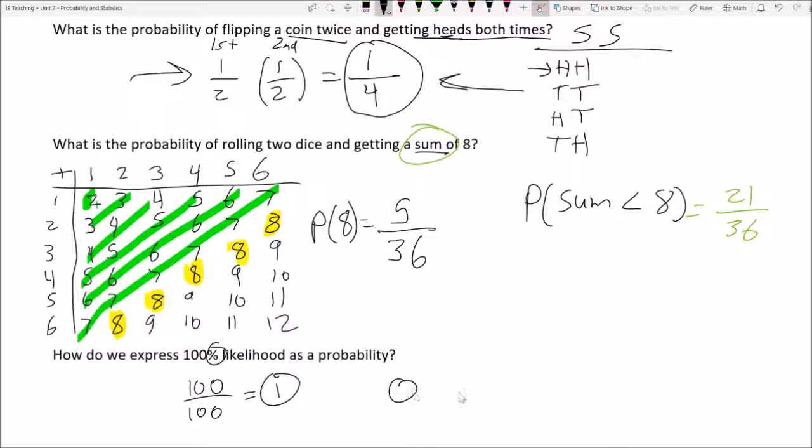In fact, all probability ranges from 0 to 1. There's no such thing as a negative probability. And your probability can't be more than 1. You can't have something that's more certain than a guarantee, and 1 is an absolute guarantee that something will happen.